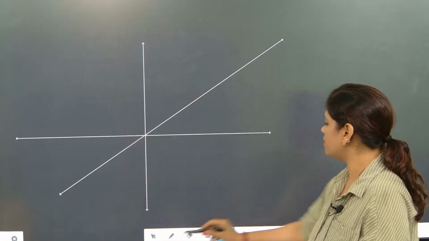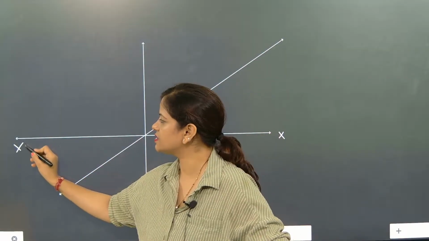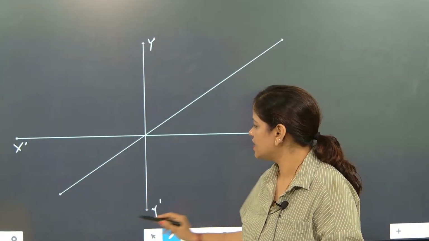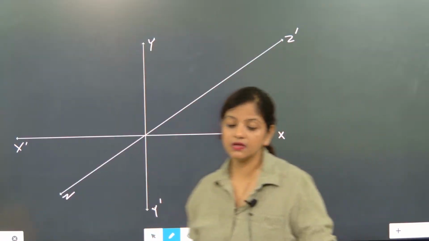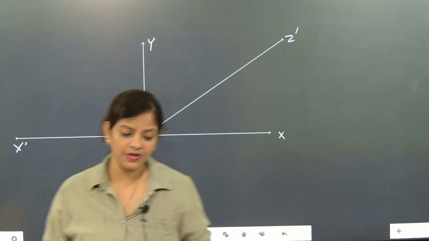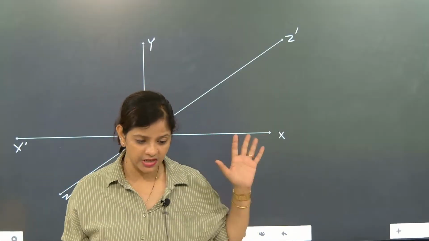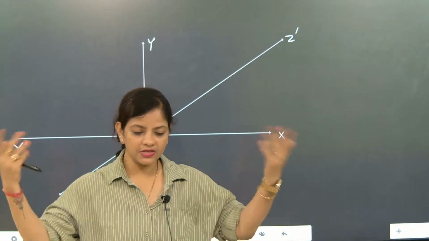This part is x and this part is x dash. This part is y and this part is y dash. This is z and this is z dash. So whenever any point is present in space, it will be considered three dimensional. Understood? Two dimension means plane, three dimension means space.